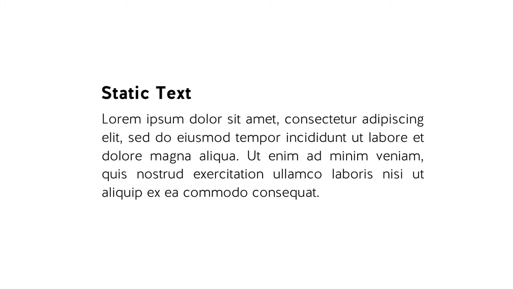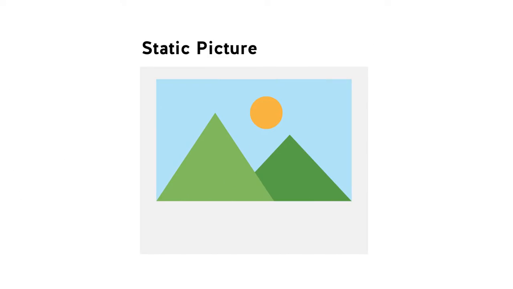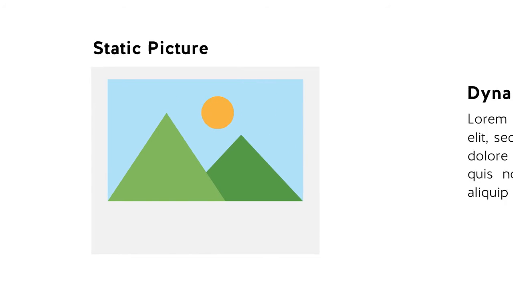There are 7 types of report elements. The first one is the static text. It's a static text paragraph that will be displayed inside the page unconditionally. The same for the static pictures. They're pictures that will also be displayed unconditionally.